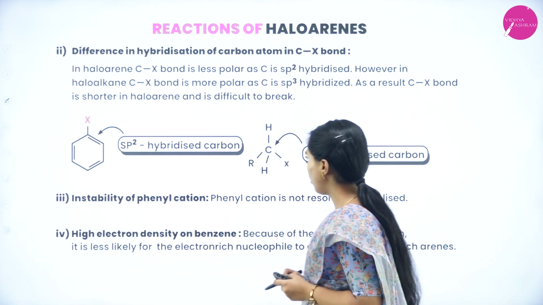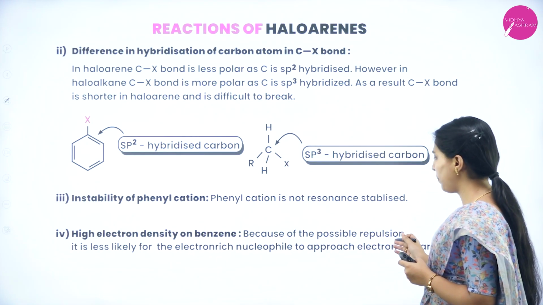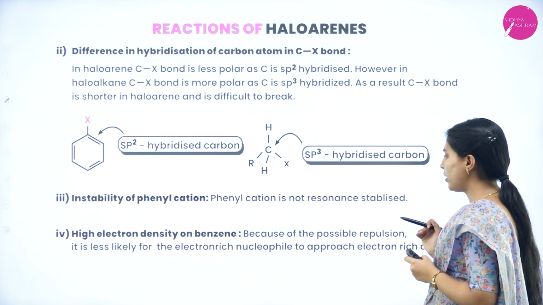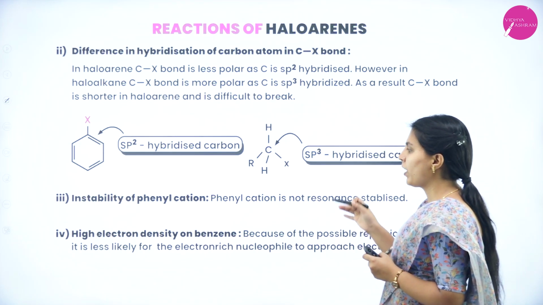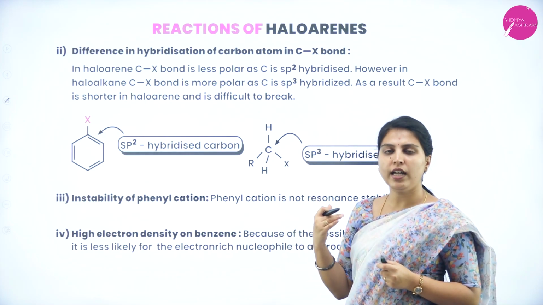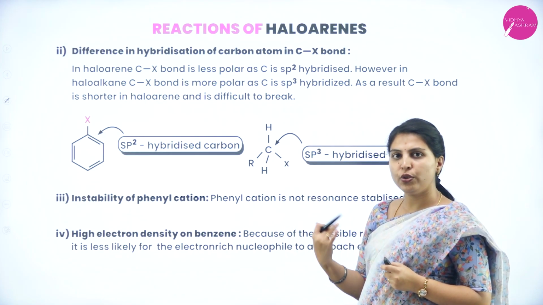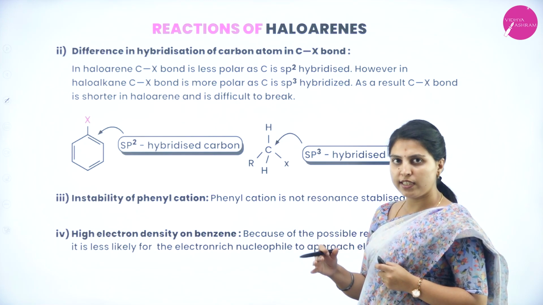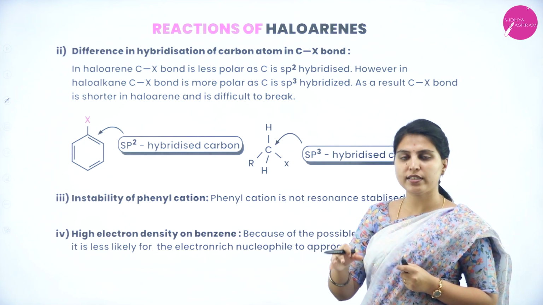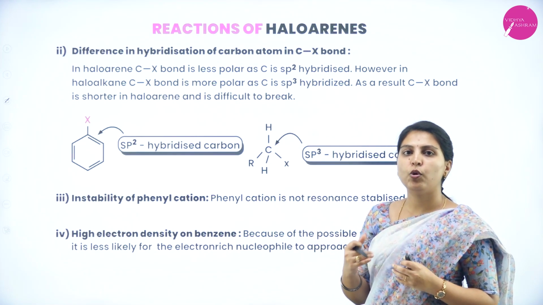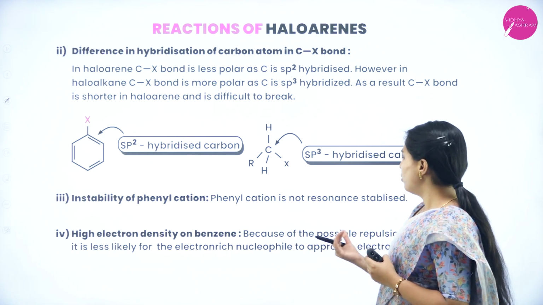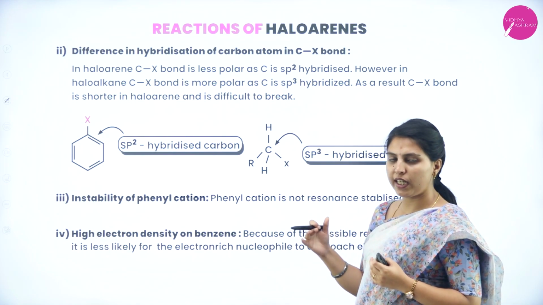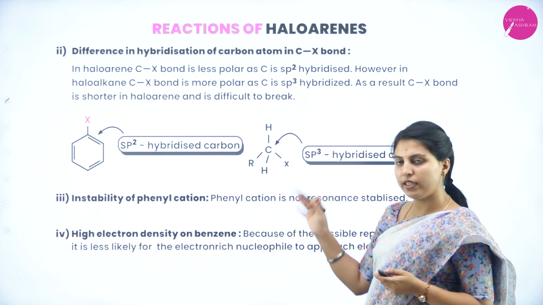High electron density on benzene. Because of the possible repulsion, it is less likely for the electron-rich nucleophile to approach electron-rich arenes. Already, the electron density is high on the arene or benzene, and the nucleophile is also an electron-rich species. So the approach of the nucleophile towards the benzene is less likely, and the nucleophilic substitution reaction will be less due to these reasons.